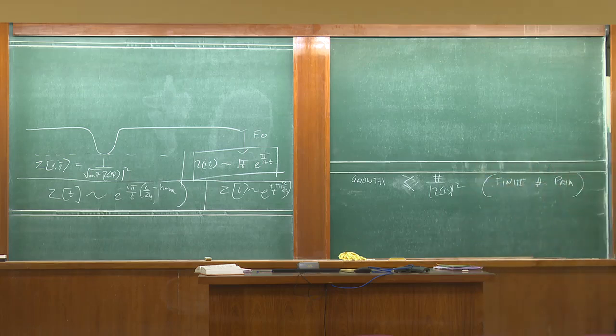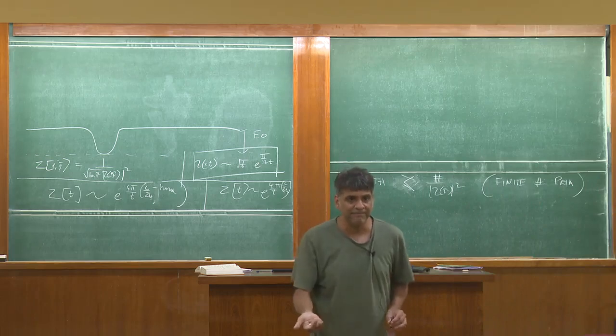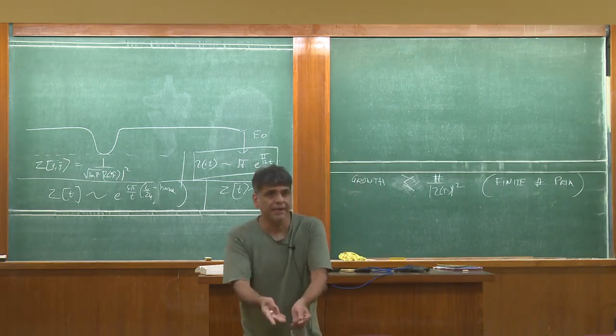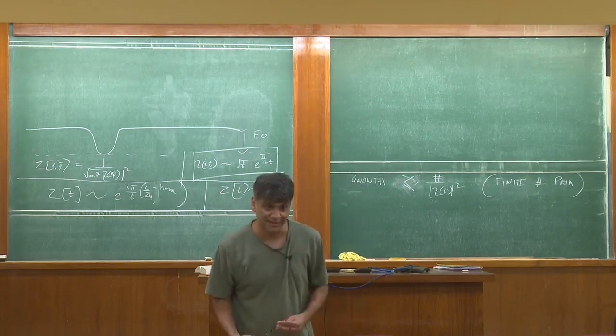If it was not a finite number of primaries, then the number of primaries can grow with energy. And that could raise the amount of growth. This is not just a hypothetical thing. In every C greater than 1 model, it happens. In C greater than 1 models, the growth in number of primaries with energy of the primary is faster than the growth in number of descendants with descendant level of the descendant.